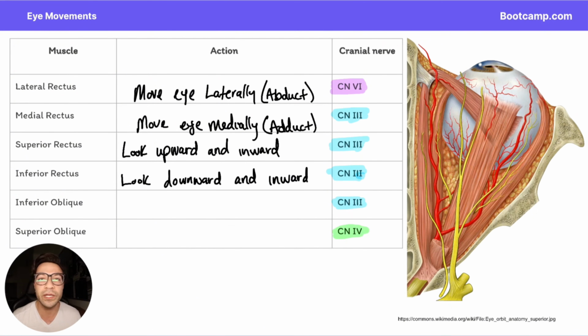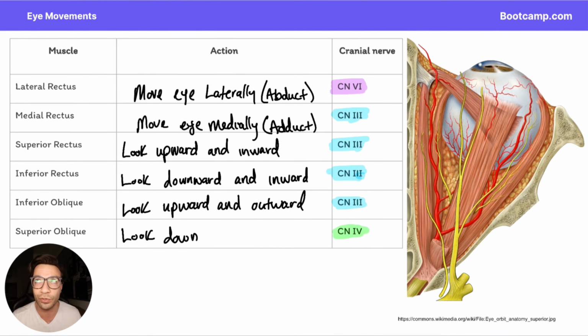So the superior oblique muscle, which is controlled by the trochlear nerve, is going to move the eye inferiorly and laterally, so downwards and outwards. And the inferior oblique muscle is going to cause the eye to move laterally as well, but it's going to elevate it, so it's going to cause it to look outwards and upwards. So now let's just clean this slide up a little bit. My writing's not the neatest.